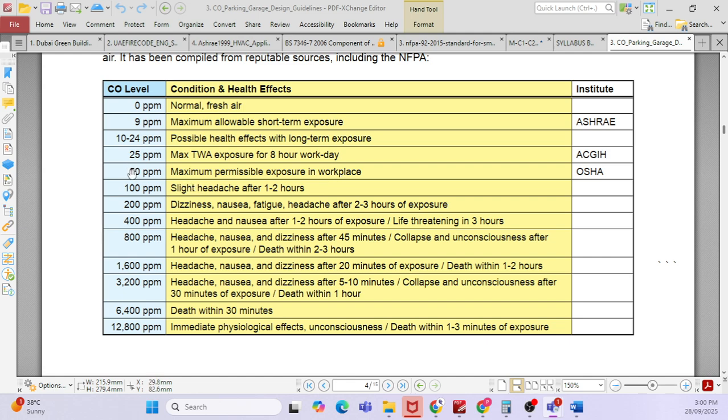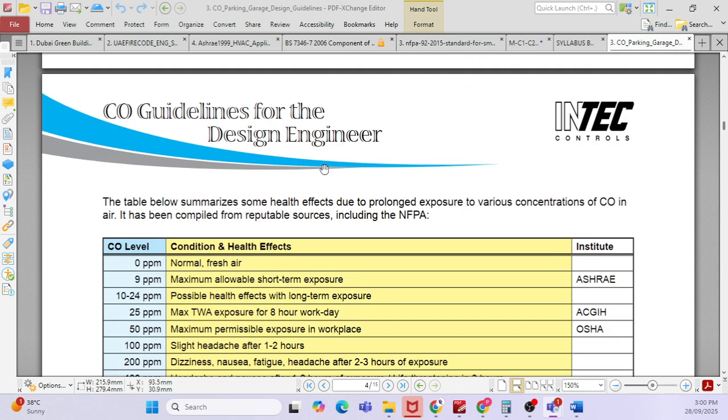So if the ppm level goes high, it will affect human beings. You may have a headache if you stay there for 1 to 2 hours at 100 ppm. At 800 ppm, you can see headache, nausea, dizziness after 45 minutes. That is why we remove the carbon monoxide from the car parking.